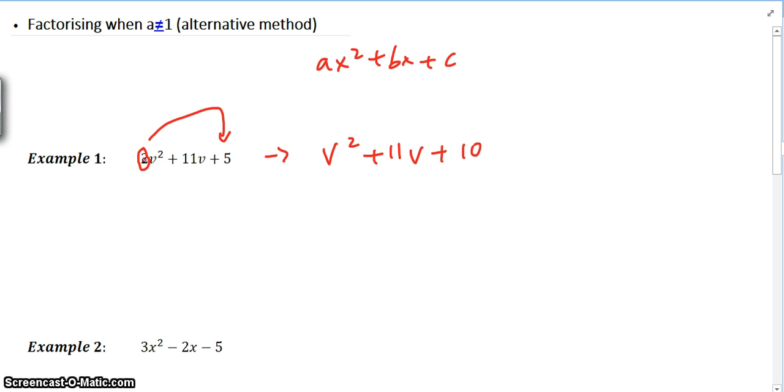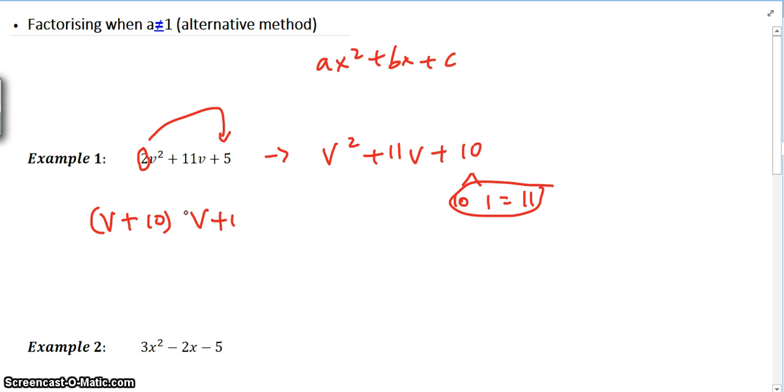Now how did I get this? Because I'm literally going to move this 2 to the end here, and I'm going to multiply it by 5. So what we end up getting is this. Now we're going to factorize this exactly like we've factorized in the previous videos, where we find pair factors of 10. Immediately, the pair factors of 10 are going to be 10 and 1, because 10 plus 1 is equal to 11. So this is the one I want. So we're going to rewrite this as v plus 10, v plus 1.